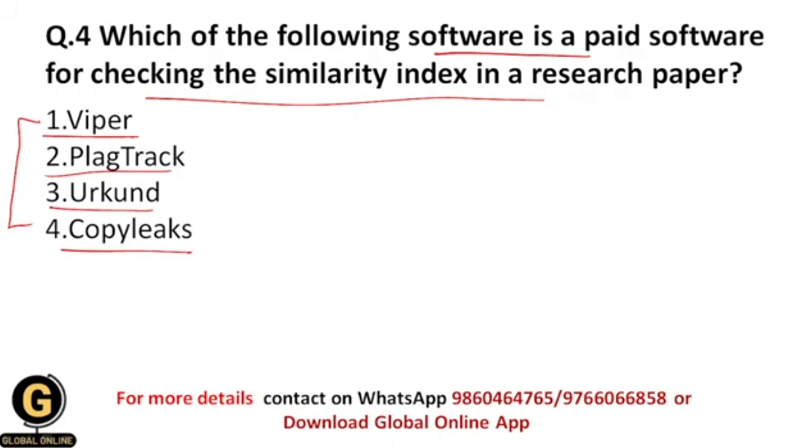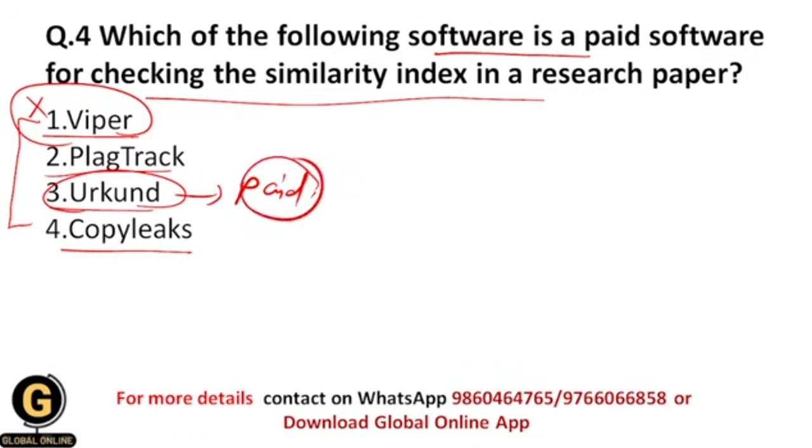Okay, so students, over here Viper is the free of cost software, as we have seen earlier in this video. So this option gets eliminated because it is not paid, right? Then Urkund is paid, as we have seen. So this could be your correct answer. Now let us see the other two options, Plag Track and CopyLeaks.